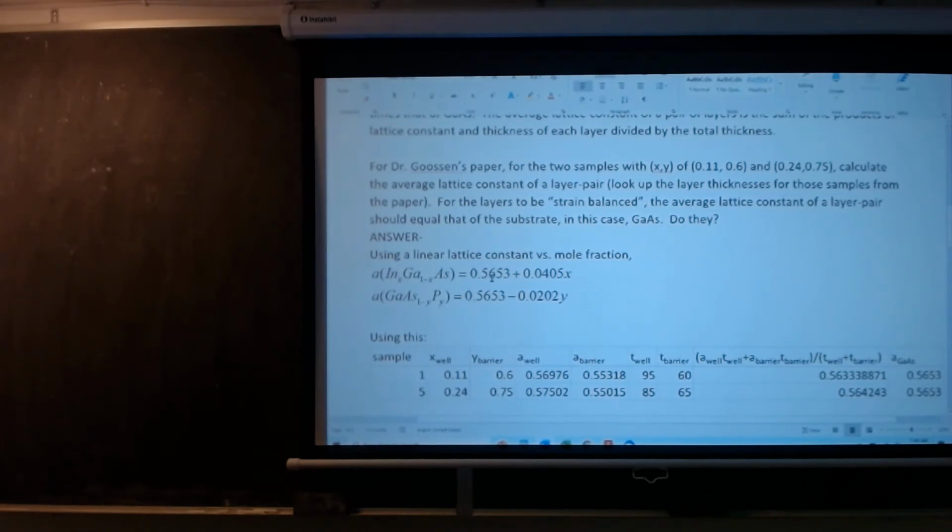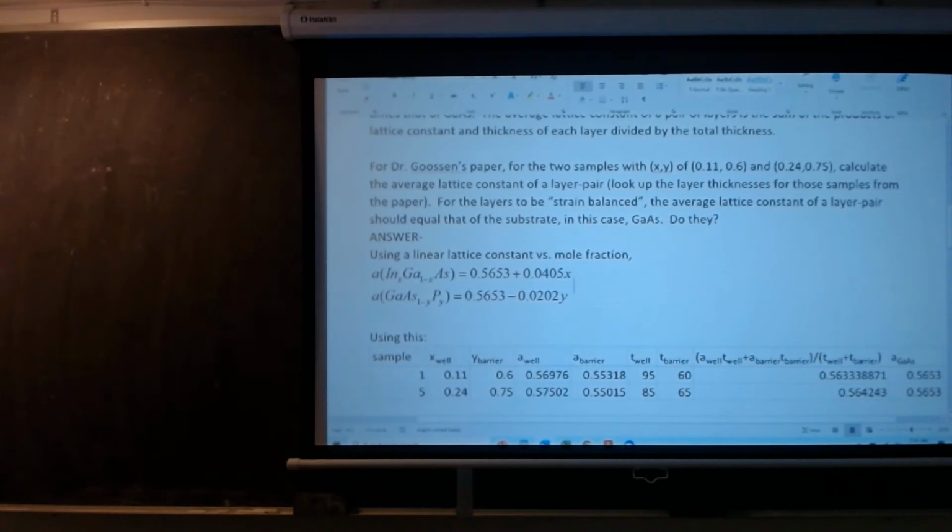Oh, I'm sorry, other way around. For X equals 0, the lattice constant is 0.5653, that of gallium arsenide. As X gets bigger, for X equals 1 it becomes that of indium arsenide. For gallium arsenide phosphide, for Y equals 0 it's that of gallium arsenide, and as Y gets bigger, for Y equals 1 it becomes smaller, that of gallium phosphide. So these are your two materials, and it's like bigger, smaller, bigger, smaller.